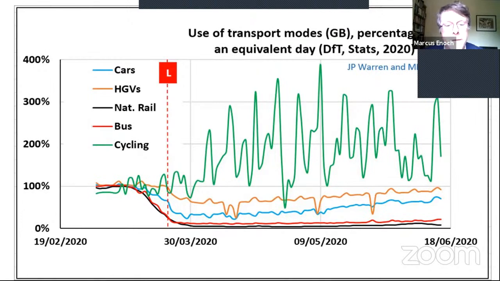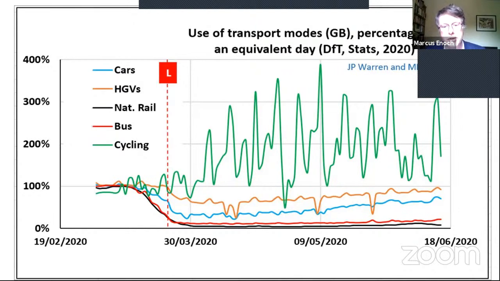So for instance, the black line is rail travel, national rail travel. And you can see that it started to drop from mid-March onwards, so that by the start of April, national rail travel is less than 10% of normal levels. Okay, and similarly, bus is slightly above that. So a massive hit to public transport services. The blue line represents cars, and they dropped to 40% of normal levels. What's interesting about cars is they reckon that the level of car traffic we had at the start of April is about the same as what we had in 1955. So that's quite a stark statistic indeed.